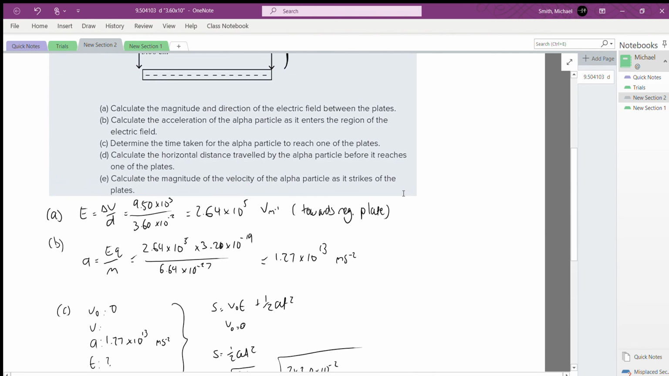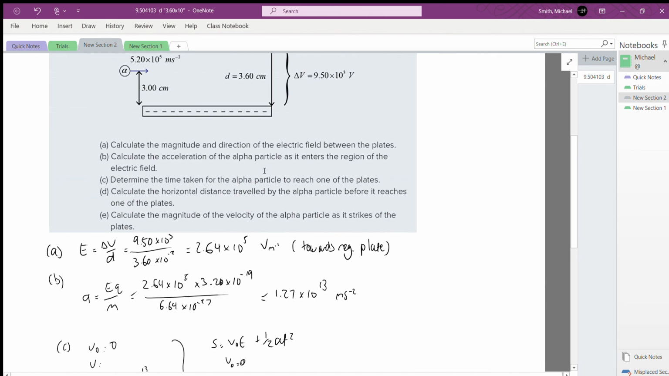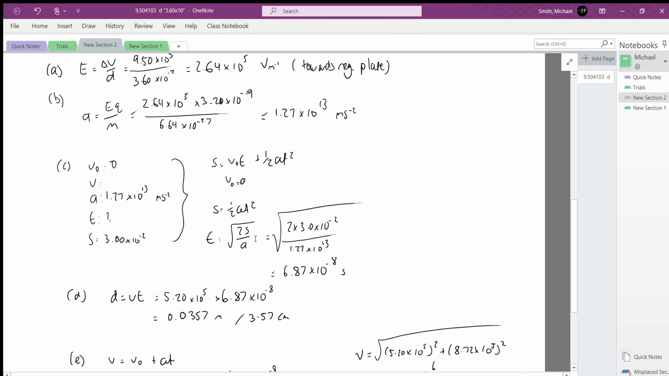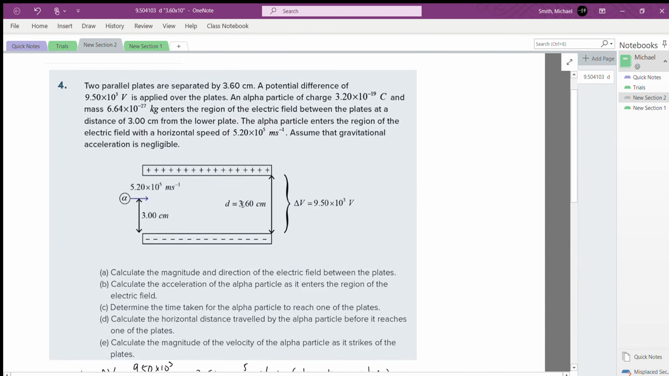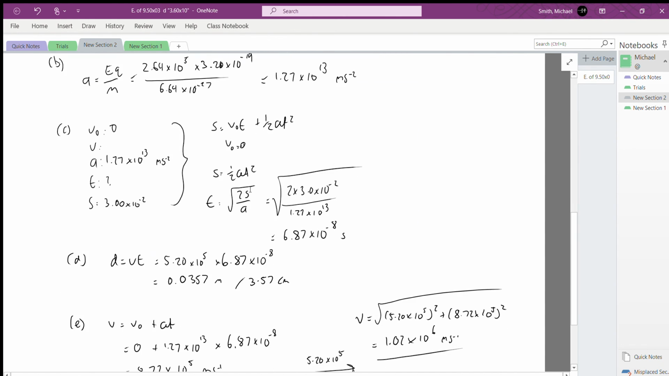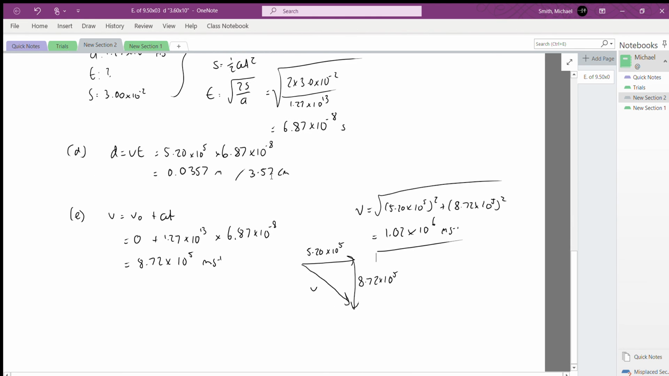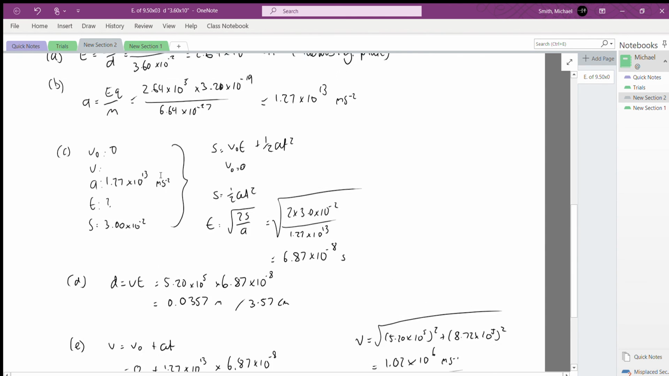And there we have it. So this wasn't too bad. It started off fairly easy, calculating the electric field and acceleration. Calculating the time taken to reach the other plates, fairly straightforward. The hardest bit's likely the rearranging and substituting. This bit should be very familiar. Part E is probably the hardest part, where you need to think about both the vertical and horizontal components of the velocity, and then just add them together using Pythagoras' theorem.